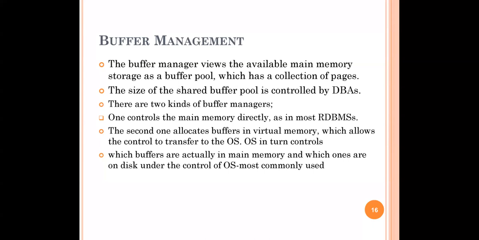And there are two kinds of buffer managers. The first one controls the main memory directly, as in most DBMS. If you take relational database management systems, the main memory will directly control and give the rights, because whatever is available in the buffer can be transferred to main memory for processing. So the main memory will restrict which data will come into the buffer. Say if you want to go and meet any VIP, there will be some secretary. The secretary or personal PA is like the buffer. If he allows, then only you can go, and if he gives the appointment, then only you can.